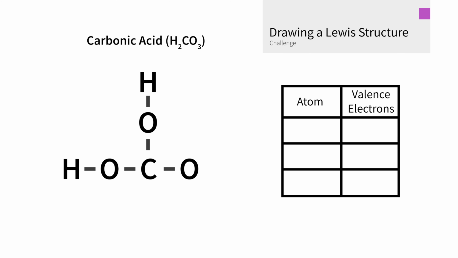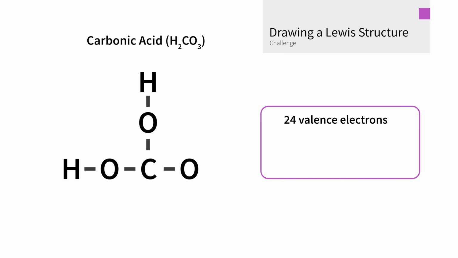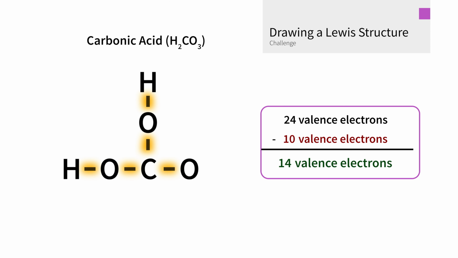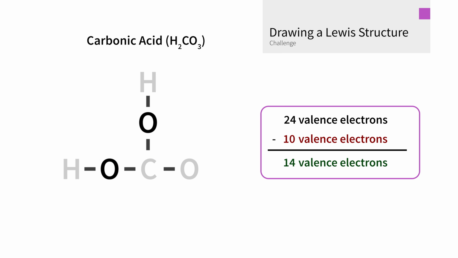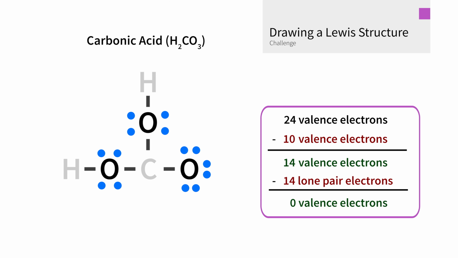Next, let's see how many valence electrons we have. Each hydrogen comes with 1, carbon brings 4, and each oxygen has 6. The math's a little tougher here than last time, but still not bad. 2 times 1 plus 4 plus 3 times 6 equals 24 valence electrons. The structure we began with has 10 electrons accounted for in its bonds, so we need to distribute 14 more. The oxygens with hydrogens on them can still take 4 more each, and the remaining oxygen can take 6. Filling in these octets on the oxygens leads us to the next structure.